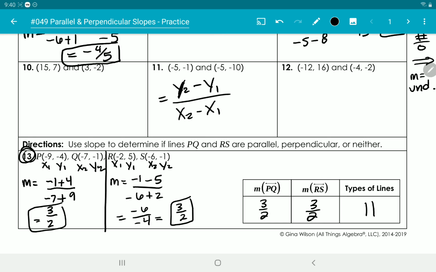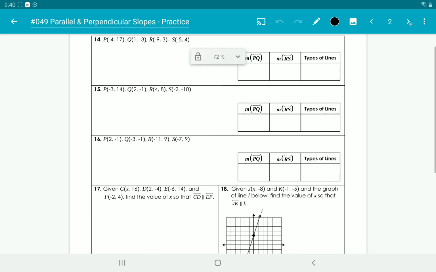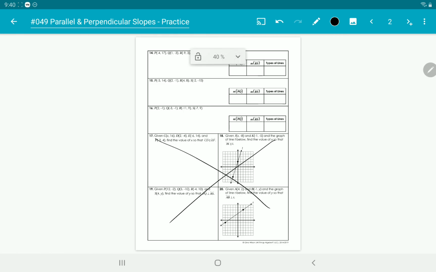Okay, so on these ones again, you determine the slope for both of them and determine whether they are parallel or perpendicular. I'm not actually going to go over any of these ones. I don't think you did these ones. So that's all you have for this one.